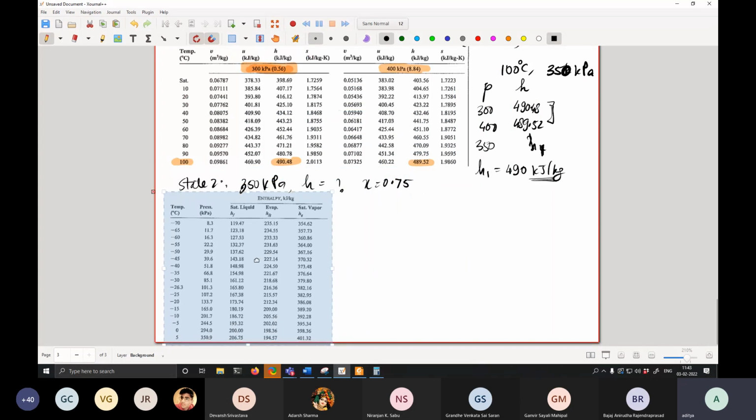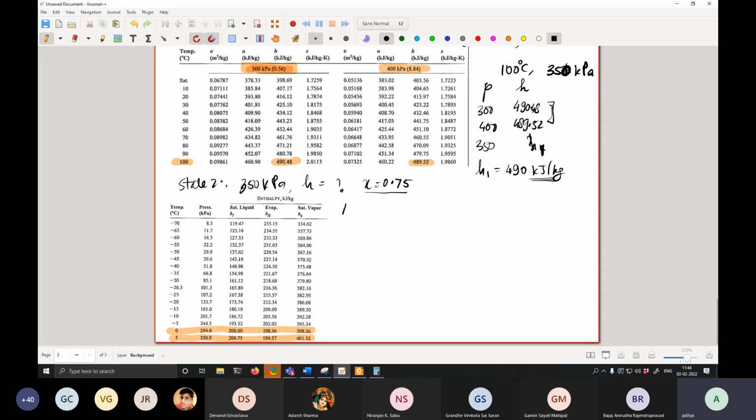Let me grab hold of this. Okay, so let me get out my marker. We will have to do something between this and this. And on top of that we have x equal to 0.75. So let us do this.